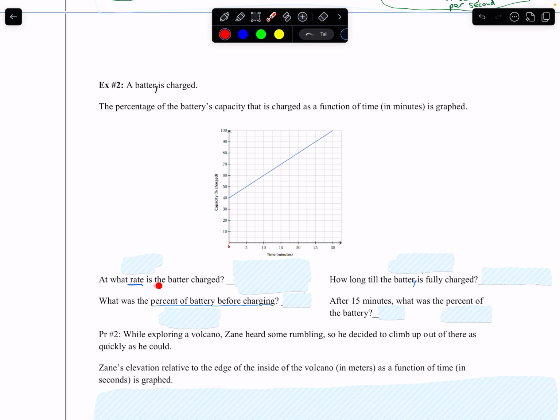Reading these questions, at what rate is the battery charged? Well, it's talking about a rate, so we need to find the slope of this line. The second question, how long till the battery is fully charged? Well, if it's fully charged, that means it's at 100% capacity, which 100 is a y value. So it's asking us what's the x value when the battery's at 100%, or how long does it take to get to 100%?